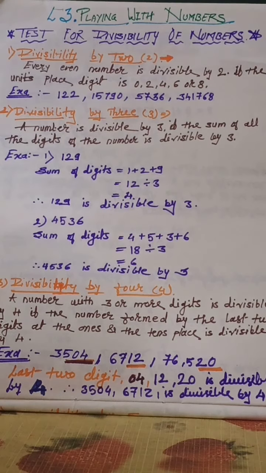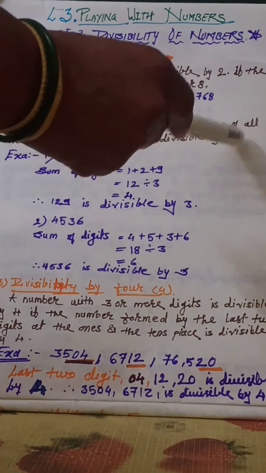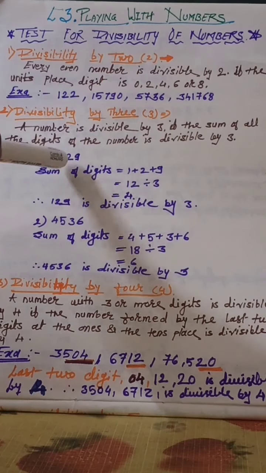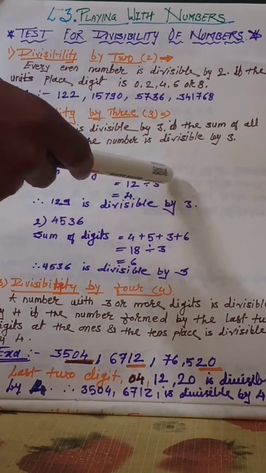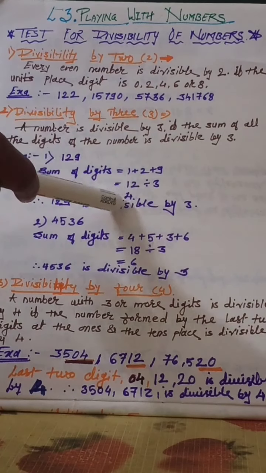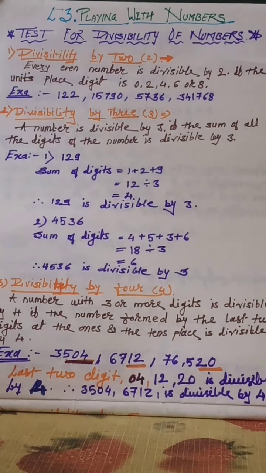Next test of divisibility: a number is divisible by 3 if the sum of all digits of the number is divisible by 3. Let's take one example. The number is 129. The sum of digits is 1 plus 2 plus 9 equals 12, and 12 is divisible by 3. Therefore, 129 is divisible by 3.